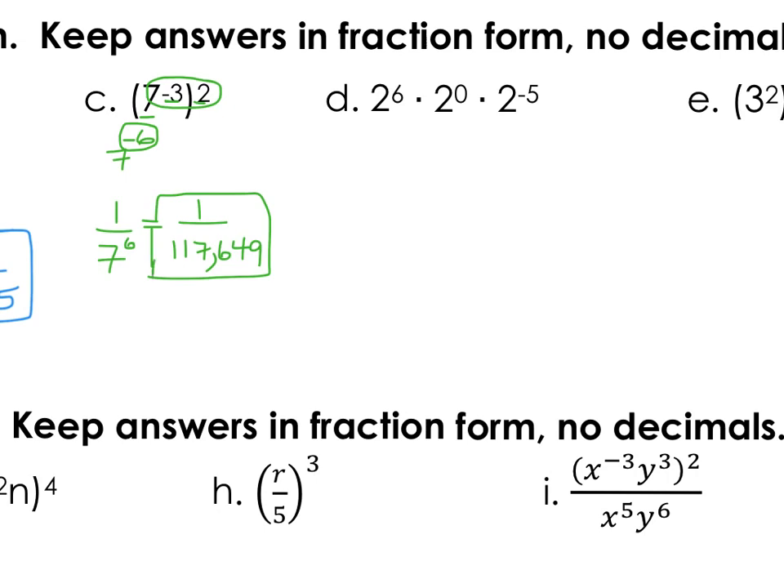If you have multiple bases that are the same, 2 to the 6th power times 2 to the 0 power times 2 to the negative 5th power, we can condense that down to one base by adding all of the exponents together. That's the product of powers property. 6 plus 0 plus negative 5. Well, 6 plus 0 is 6, plus negative 5 would just be 2 to the 1st power, and that's just 2. So that one ended up not being a fraction answer.